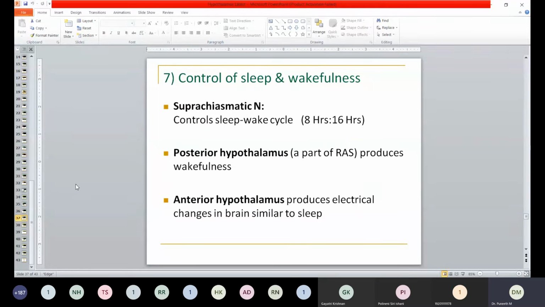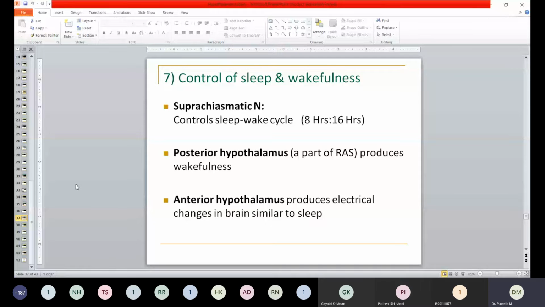Coming to the 7th function, the role of the hypothalamus in sleep and wakefulness. That day I was explaining through the suprachiasmatic nuclei of the hypothalamus. The hypothalamus controls sleep and wakefulness. Suppose during daytime, the signals will pass through the eye to the retina. From the retina, it will go to the hypothalamus through retinohypothalamic fibers. And then it will sense it as daylight. Then there will be decreased production of one hormone, called melatonin.